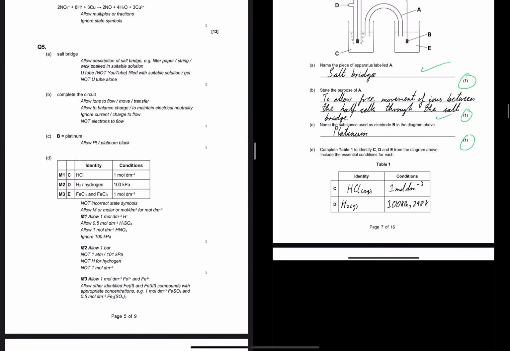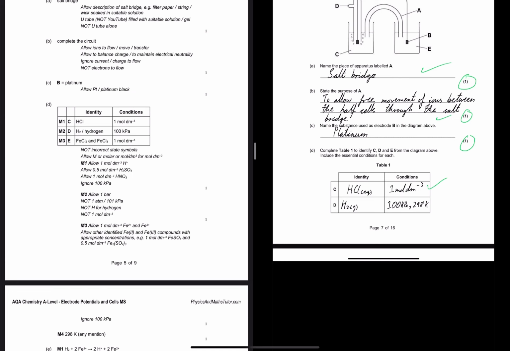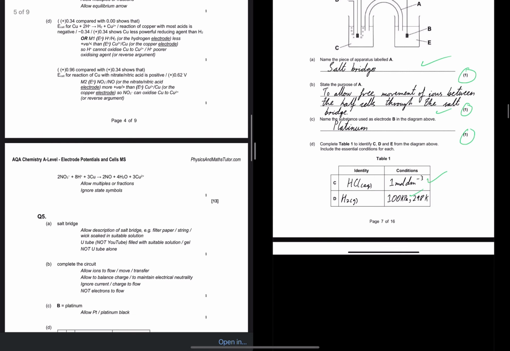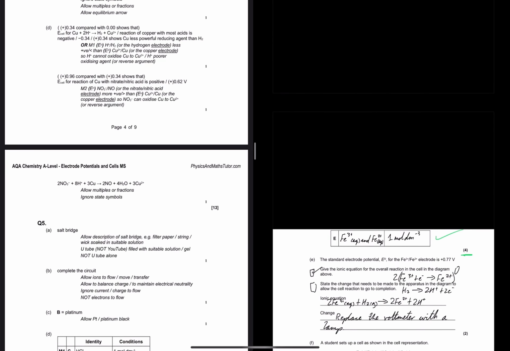Platinum there. HCl, 1 mole per decimetre cubed. So to get M1, you need both of them in a row. You need to have H2 at 100 kilopascal, that's fine. M3 is FeCl2 and FeCl3, but you can just say Fe2 plus and Fe3 plus. I can see it here on M3. And then 1 mole per decimetre cubed as well. And then the 4th mark is for any mention of 298 Kelvin, which I have here. It is 4 marks. Always read that, 4 marks. So 4 marks there.